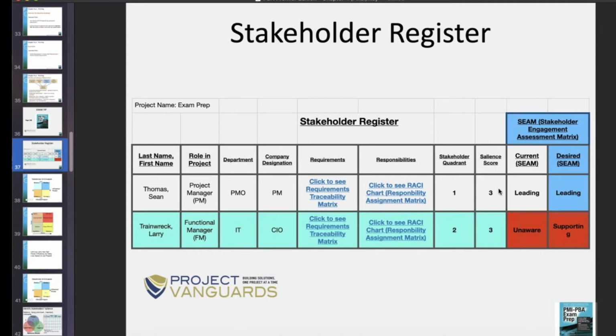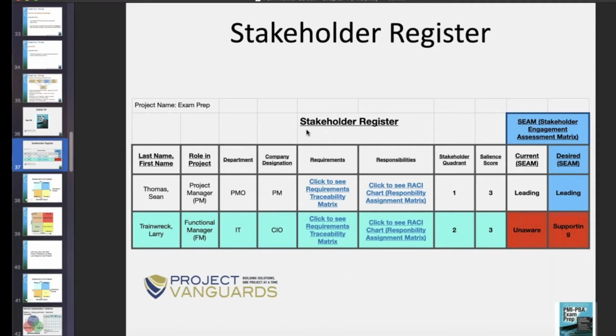This is just the kind of stuff you'd have on your register. Now, a register means it's a prioritized list, most important at the top. So for all the stakeholders identified thus far, I'm the most important one. Larry is right beneath me as a functional manager, and then less important, less important, less important. Register means most important at the top. Lessons learned register: most important lesson learned at the top. Risk register: most important risk at the top. Stakeholder register: most important stakeholder at the top.